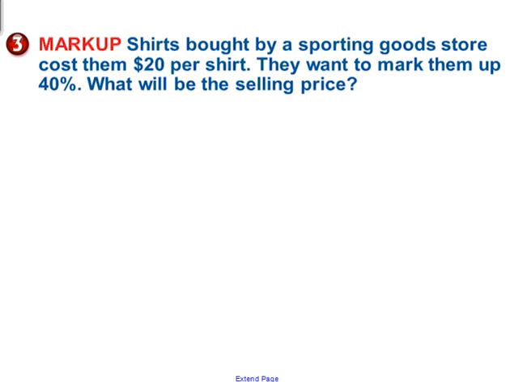Shirts bought by a sporting goods store cost $20 per shirt. They want to mark them up 40%. What would be the selling price? So in this case, I'm going to say 40%, which is a percent of change, is equal to the markup over the original price, which is 20, and the unknown price would be the selling price. I'm going to use SP for selling price. So 40% becomes 0.4. 0.4 then is equal to SP over 20.